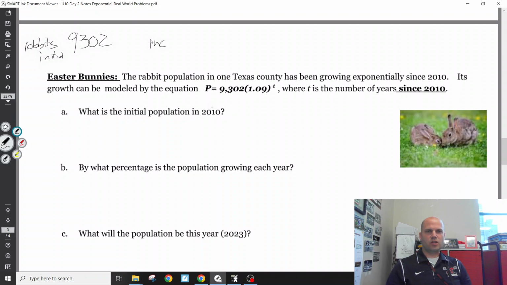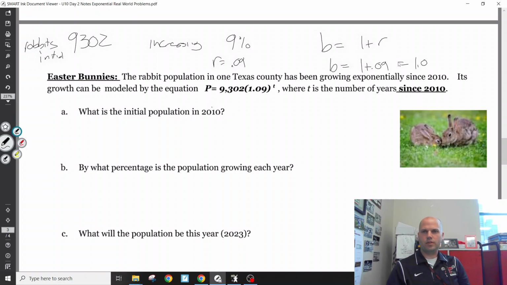It is increasing at 9% per year. From there, you then calculate what B is, changing this percentage into a decimal, so B is equal to 1 plus 0.09, which is 1.09. Then you create the equation.